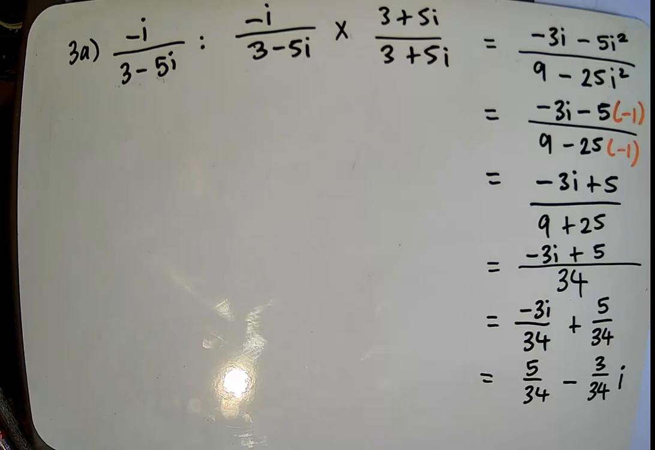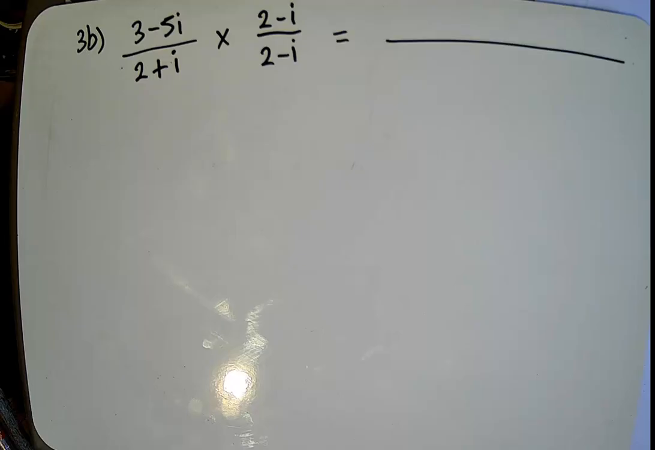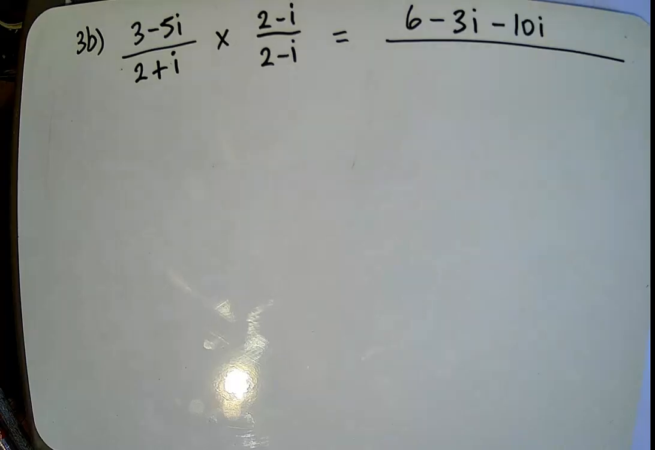Don't forget the i. For (3b), we'll multiply by the conjugate. Then it's FOIL method in the denominator, FOIL method in the numerator. So 3 times 2 is 6. 3 times minus i is minus 3i. Minus 5i times 2 is minus 10i. Negative 5i times negative i is positive 5i squared.